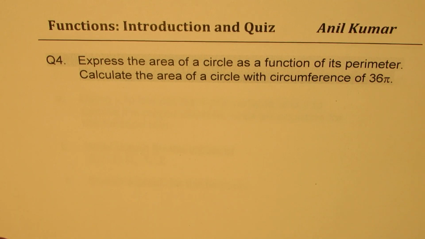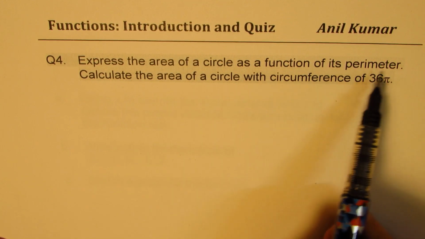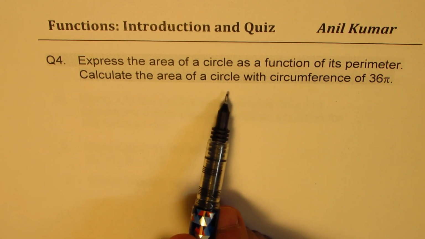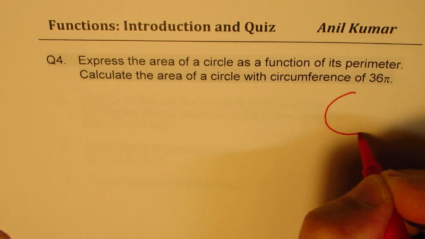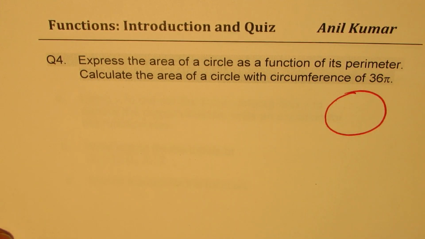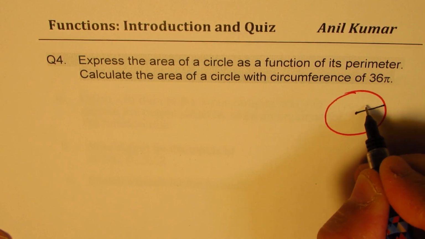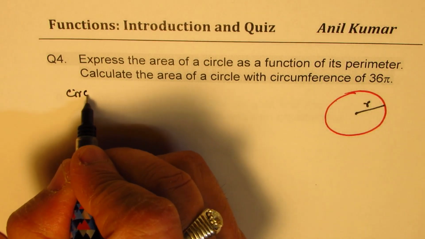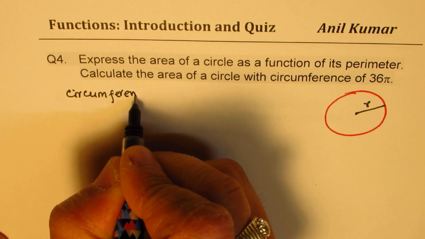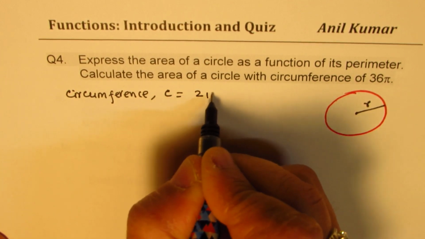Express the area of a circle as a function of its perimeter. Calculate the area of circle with circumference of 36 pi. Now in functions, we are always trying to write relations mathematically in the form of equation, and we'll do so here also. So when we talk about a circle, let's make one. Let's say this is the circle we're talking about, of a radius r. In that case, the circumference or the perimeter is basically called circumference. Let's say C is 2 pi r, correct?